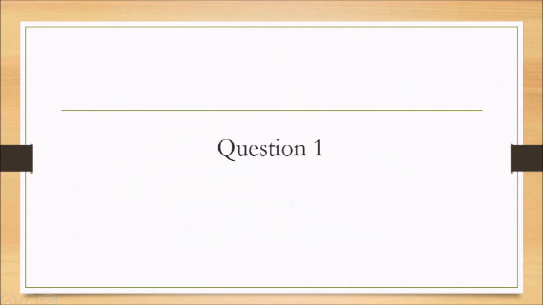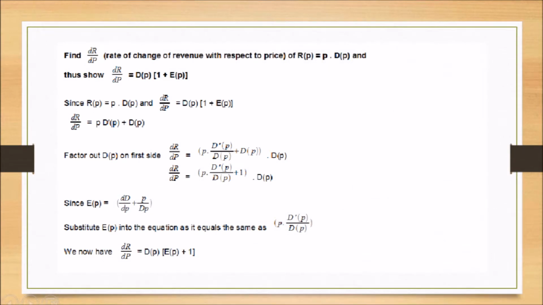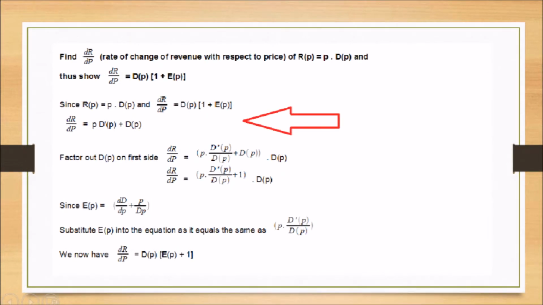Calculus in Economics, Question 1. Find dR with respect to dP if R(P) equals P times D(P), and thus show dR/dP equals D(P) times (1 plus E(P)). Since R(P) equals P times D(P), we know that dR/dP equals P D'(P) plus D(P).